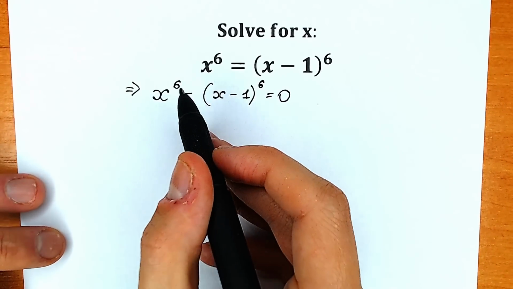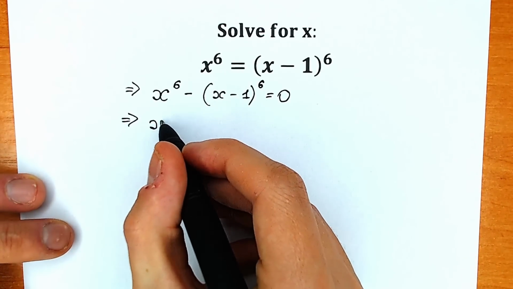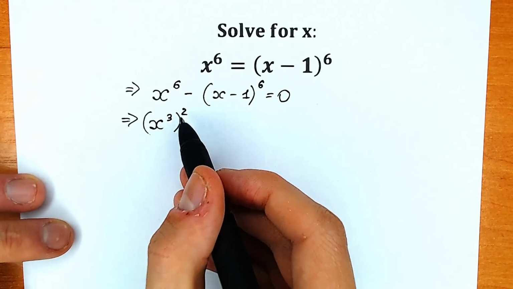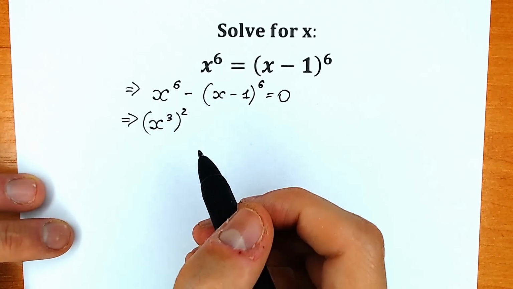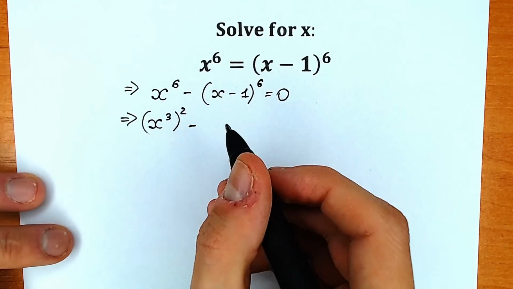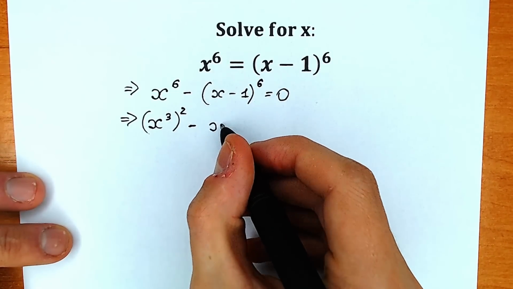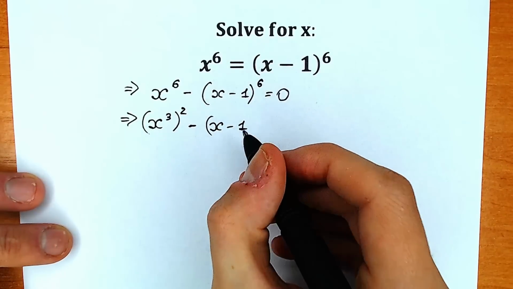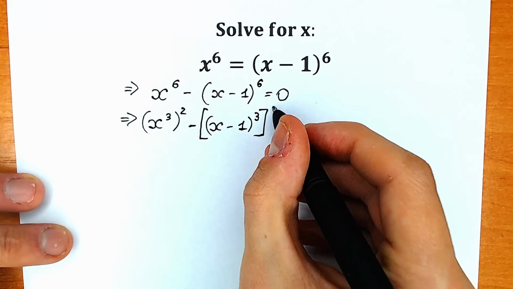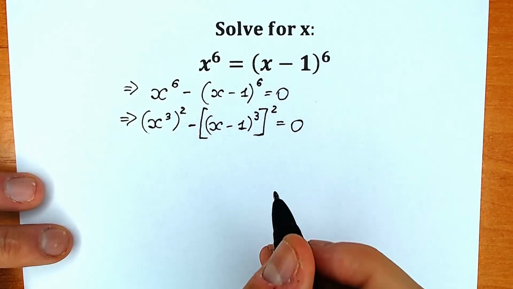Right now, x to the 6th power we can write as (x cubed) to the 2nd power. According to a basic school property, when we raise this to a power, we multiply 3 times 2, and as a result we have absolutely the same expression. Minus, and we're going to do the same thing with this expression. We write it as ((x minus 1) to the 3rd power) to the 2nd power. Then we multiply 3 times 2, and as a result we have the same expression, equal to 0.